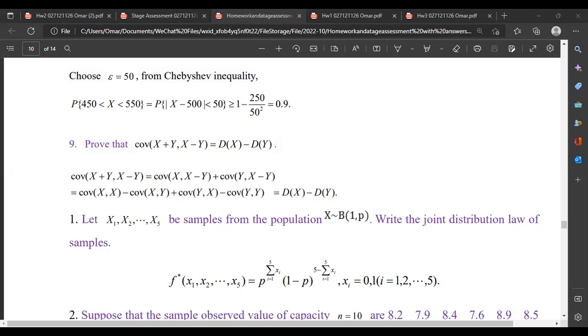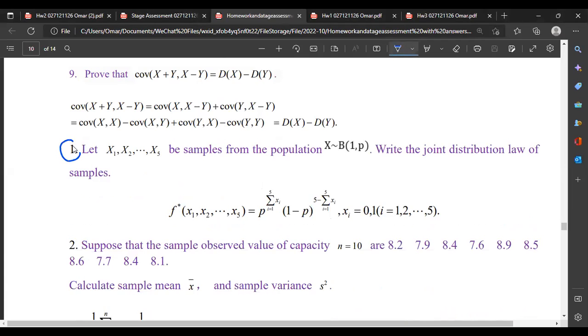Now I will explain the stage assessment. So number one, let x1, x2, and up to x5 be samples from a population. X follows the binomial distribution. For binomial distribution, there is only yes or no. There are only two outcomes, yes or no.